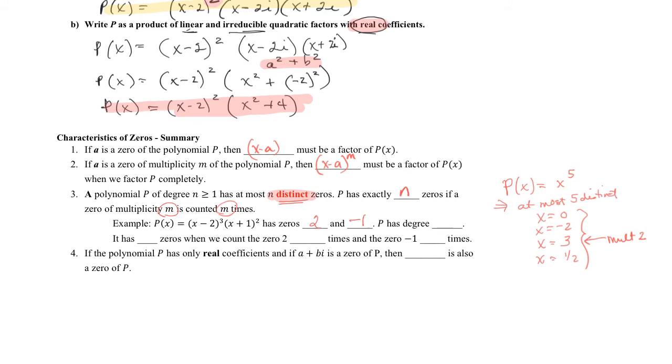Now, we know this is a 5th degree polynomial. It can have at most 5 distinct zeros. This one only has 2. But it still has 5 zeros as long as we count the zero at 2 three times, and we count the zero at negative 1 two times, based on their multiplicities. Number 4 says that if the polynomial p has only real coefficients and if a plus bi is a zero of p, then we know that a minus bi is also a zero of p because they come in pairs with their complex conjugates.